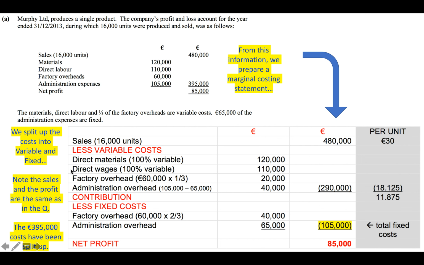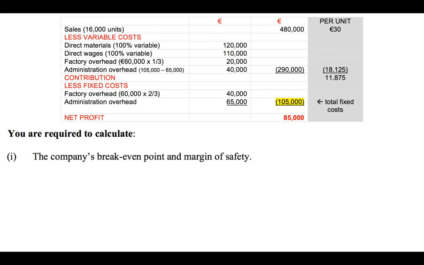So what you'll notice is that all we've done is split up the costs into variable and fixed. But note that the sales and the profit have always remained the same. The amount of the costs is still the same, still 395, but we've just split them up into the variable and fixed elements. Every single time we do a marginal costing question, we have to do this marginal costing statement before we start part A of the question, before we even start answering it. We're going to use this statement the whole way through our question.